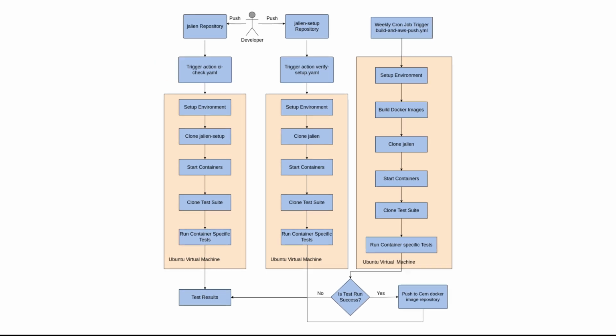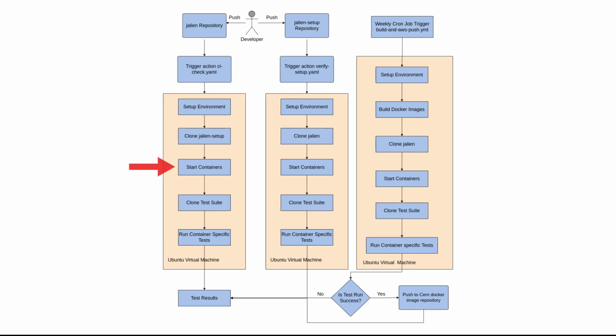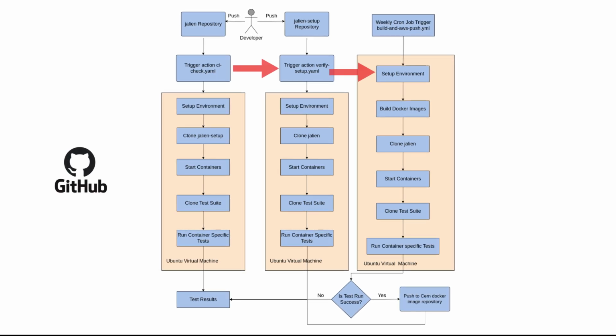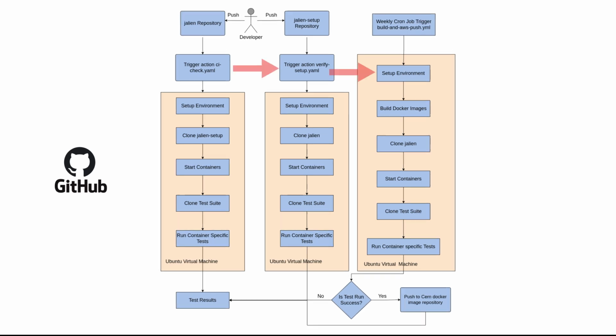Initially, it sets up the development environments, clones the JAliEn setup, starts the emulated setup, clones the test suite, and runs tests. This process is achieved through a GitHub workflow CI/CD pipeline. Additionally, two similar pipelines are set up to evaluate new changes in the JAliEn setup and test suite codebases.